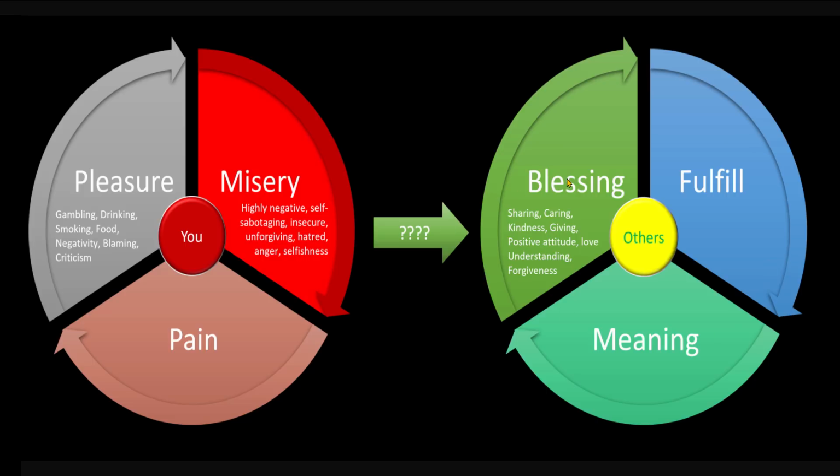When we talk about blessing, we're really focusing on others. We're focusing on sharing and caring and kindness and giving and a positive attitude, love, understanding, forgiveness. Forgiveness especially for ourselves, for the pain that's occurred. We just acknowledge it, put it on the shelf, and basically forget about it. That leads to a lot of fulfillment and meaning in life.